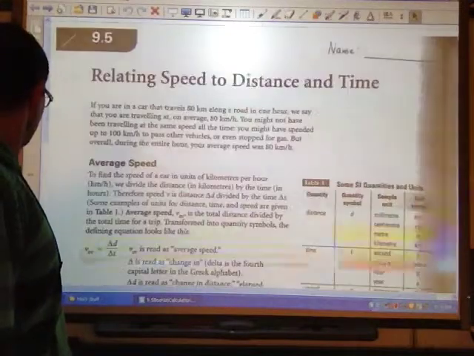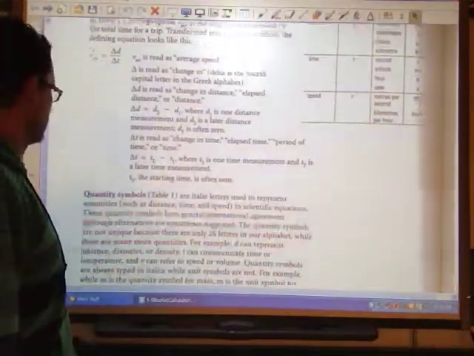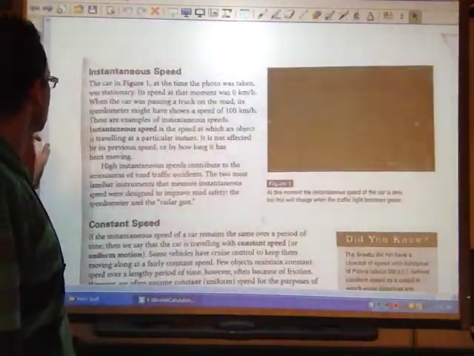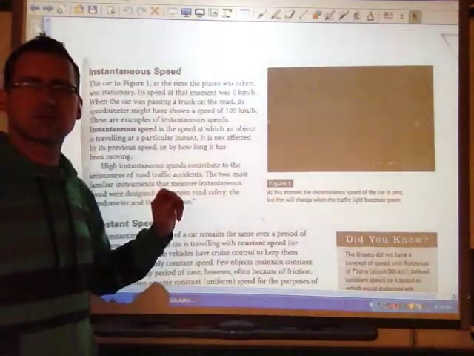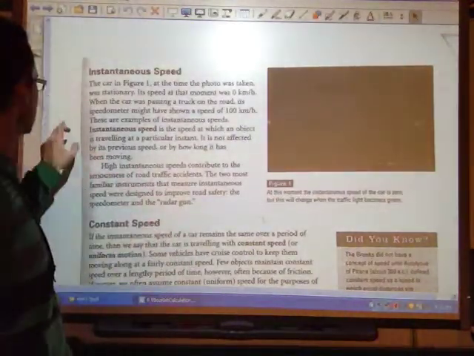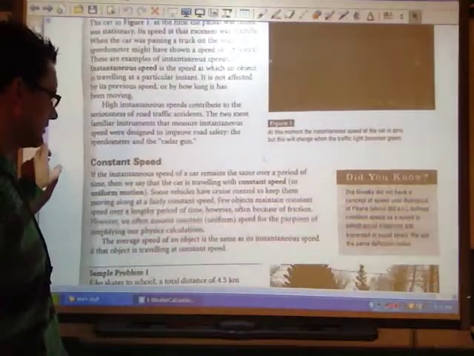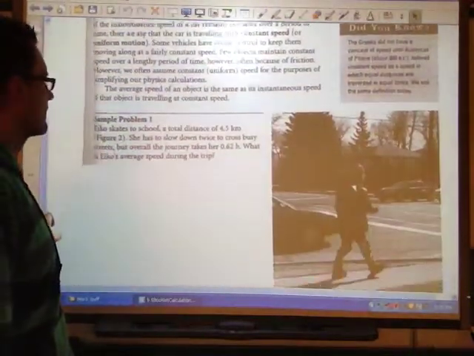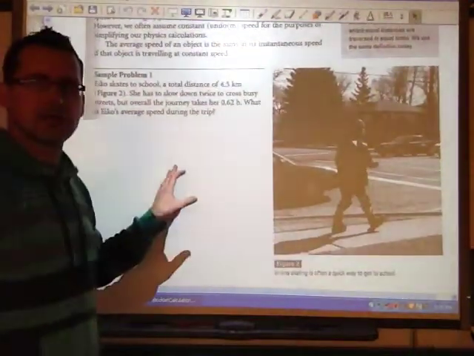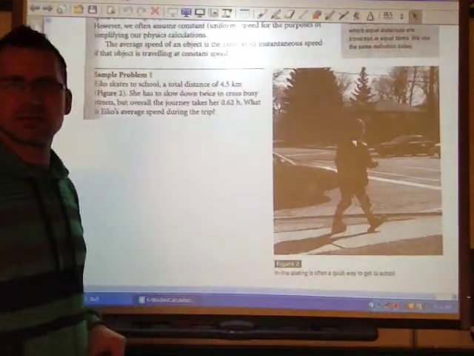And it talks a bit about average speed versus instantaneous speed. What is the difference between the two? One of the questions you're going to be answering later alludes to that, so you can look at that. But right now I'd like to look at the sample problems that I've kind of whited out here and made room for us to figure them out together.